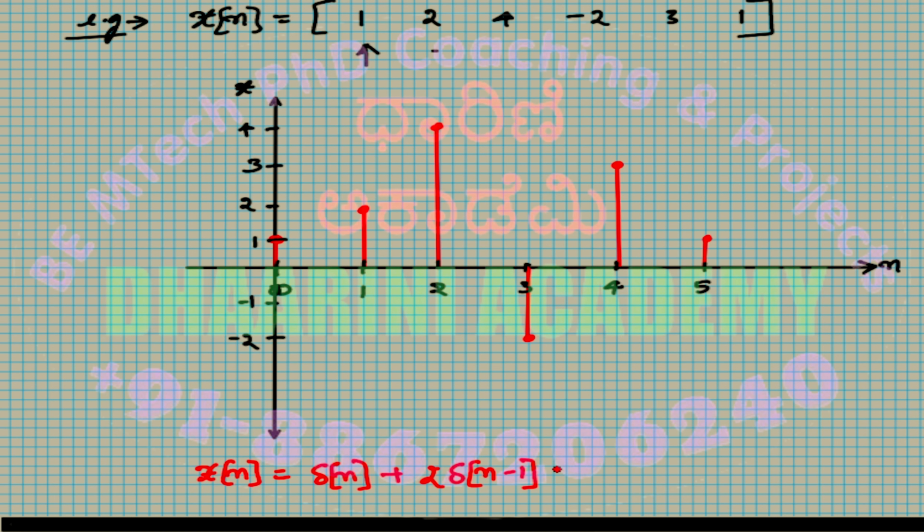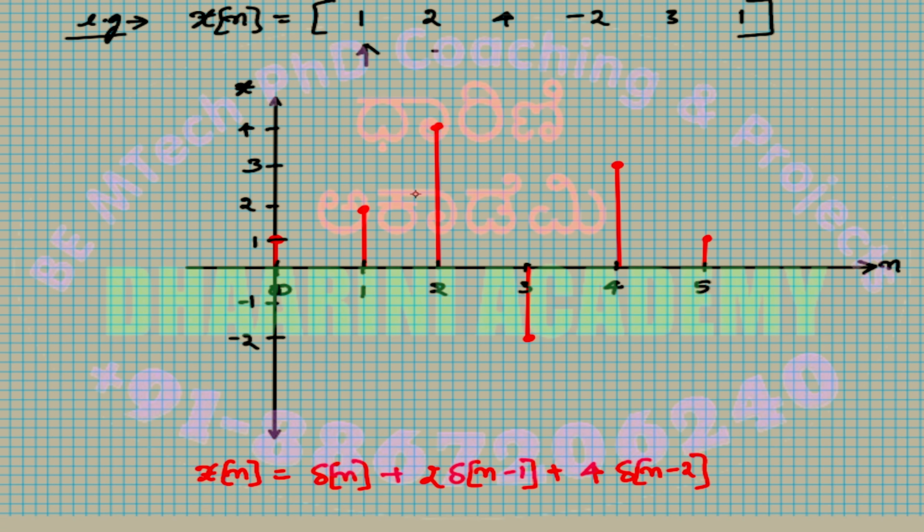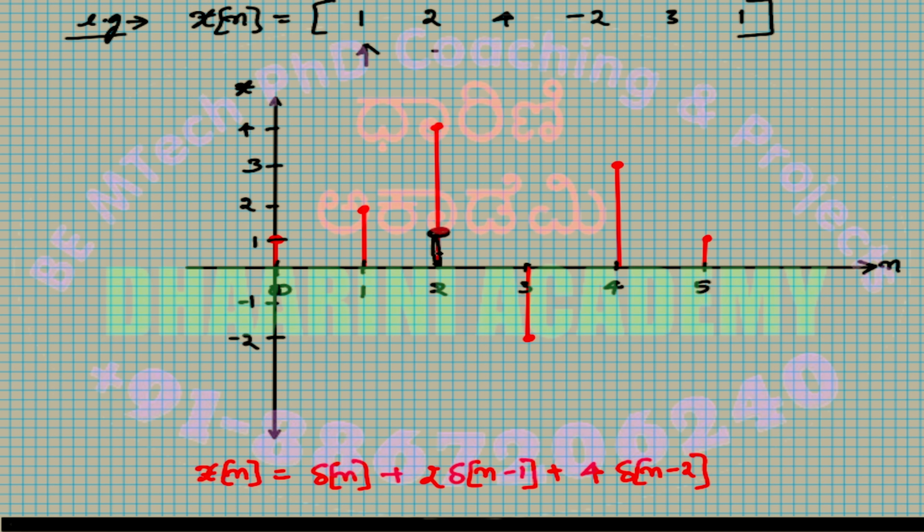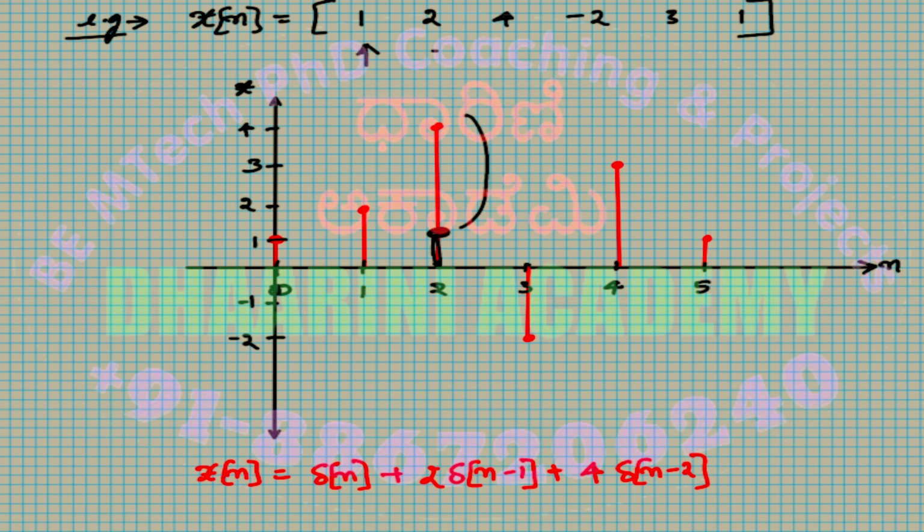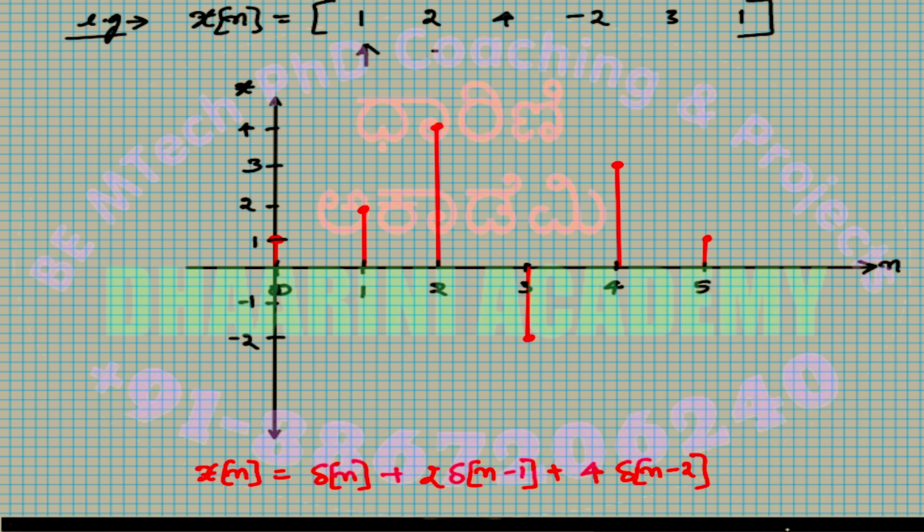Next number. The next sample, which is at 2, has a magnitude 4, and I have to multiply that with delta of n minus 2. Delta of n minus 2 is simply this function, whatever you see in the dark black color. But its amplitude is 4 here, so you multiply 1 into 4, because the amplitude of the delta function is 1, and I have to multiply by 4 to reach the magnitude of 4. Next one you see is negative, -2. So this is minus 2 into delta of n minus 3.